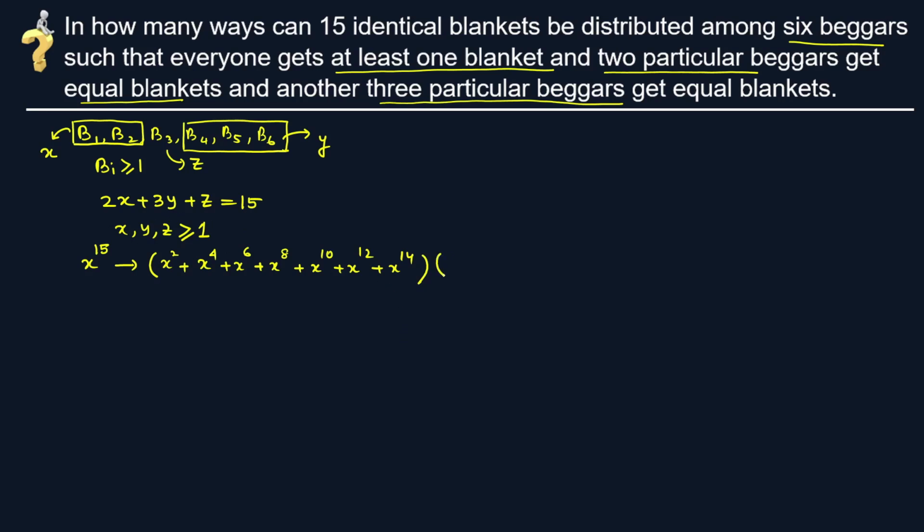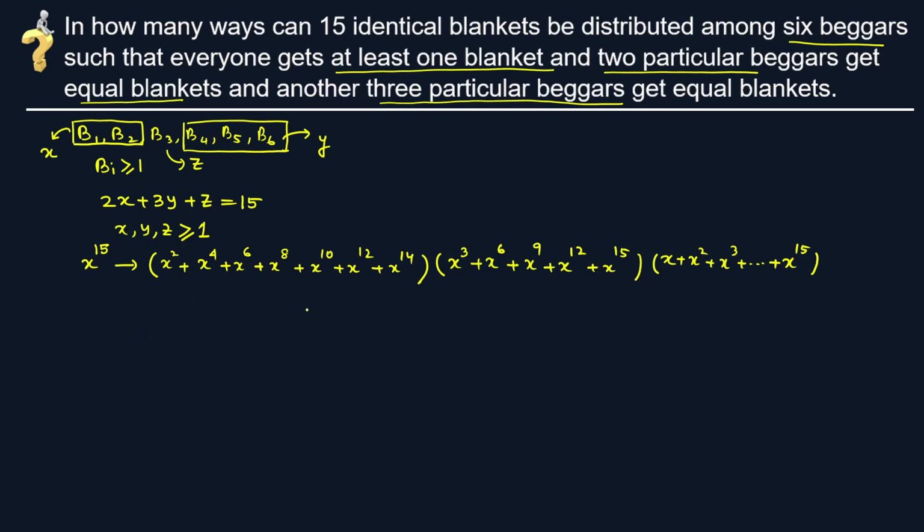Now, for Y, the number of blankets received is either x cube, or x to the power 6, x to the power 9, x to the power 12, x to the power 15. That's it. And for Z, it will be x plus x square plus x cube, and this goes on till x to the power 15, because the maximum number of blankets that B3 can receive is 15, right? So now, we have to find x to the power 15.